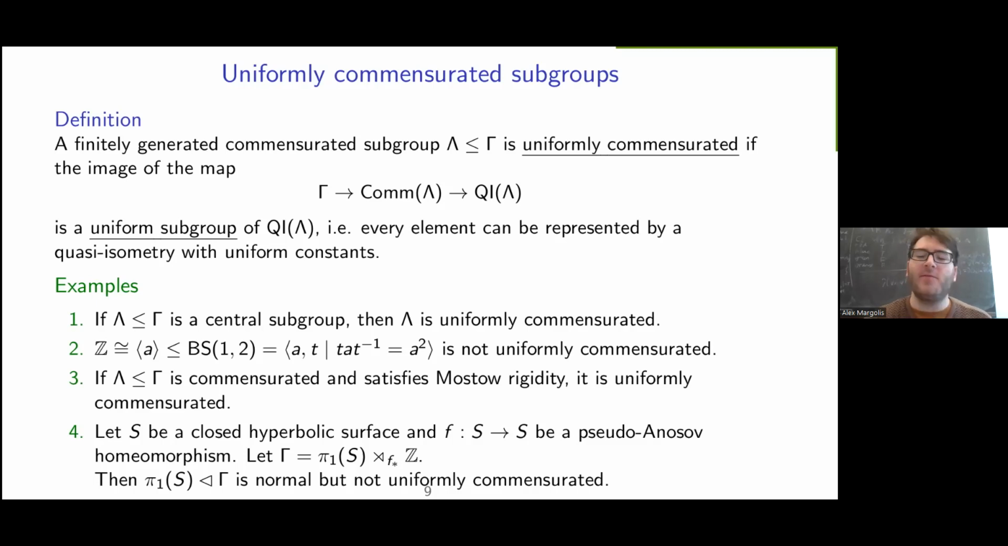Informally, the idea is that if you take larger and larger powers of a pseudo-Anosov, that will distort things a lot and will give quasi-symmetries with worse and worse constants. And so that means that this subgroup will be commensurated but not uniformly commensurated. Okay, so that's the technical definition we need.